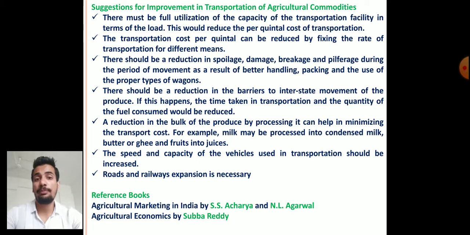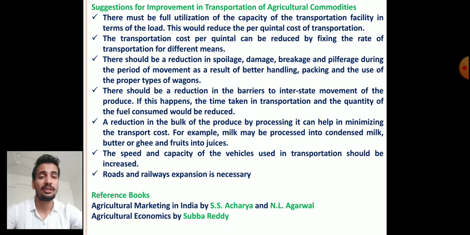There are many barriers in transportation of agricultural goods in cities or on the road. There are toll nakas and different barriers; barriers of traffic are also there. If we facilitate a good road without barriers, it will reduce the transportation cost. The speed and capacity of vehicles used in transportation should be increased. Road and railway expansion is necessary to reduce the transportation cost. So these are the few suggestions. So this is all about the transportation cost.